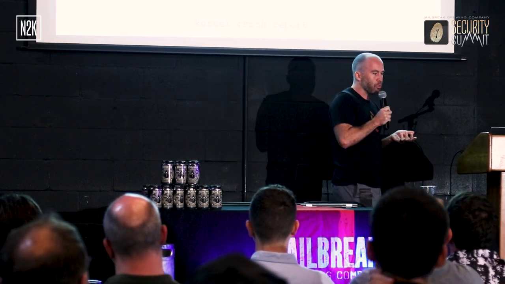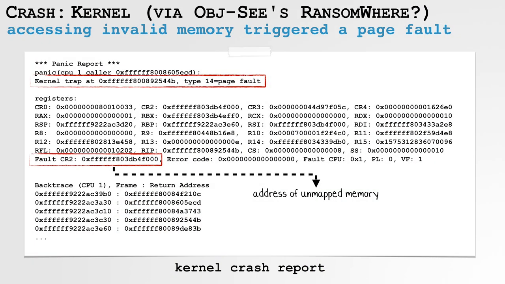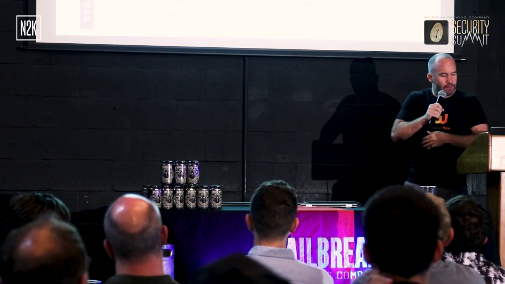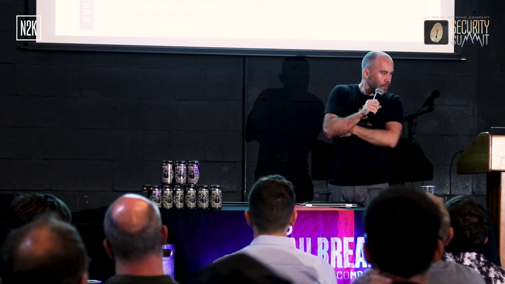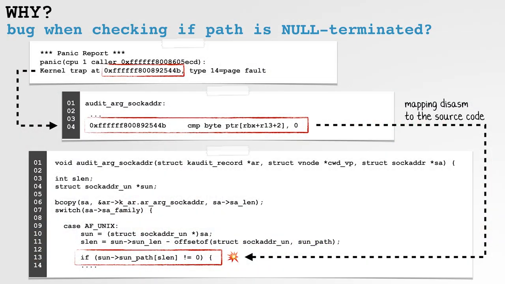So if we look at the crash report, we can see that it's a page fault, and we have the address of unmapped memory. So all we know is that the kernel is crashing because it's trying to access some unmapped memory. Let's figure out why. We have the address of the faulting instruction, so we load the kernel into a disassembler.